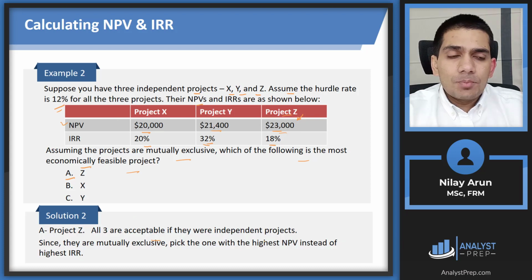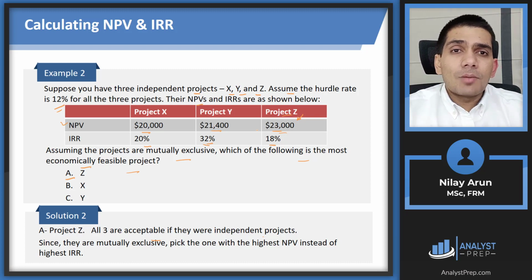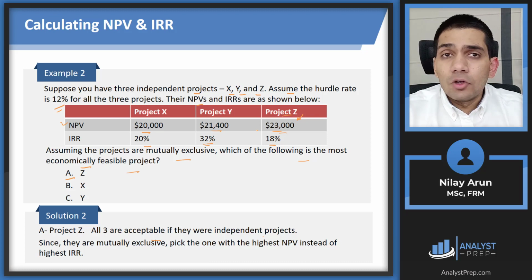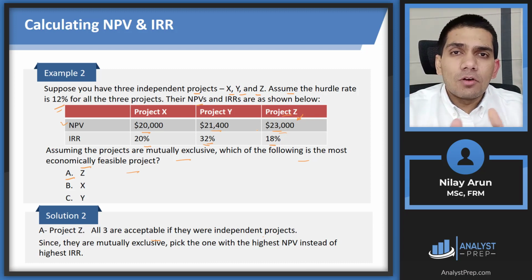So all three are acceptable if they were independent projects, but they are mutually exclusive. So you need to select only one. There is no other option. So we go in for the highest NPV, not the highest IRR, and that's project Z. So that was all about NPV and IRR and how we calculate it. Now, this is something that you need to practice more, and make sure you also spend some time on understanding the conventional and the non-conventional cash flow patterns, and how NPV and IRR are different, and why there is sometimes a difference in the conclusion of NPV and IRR.